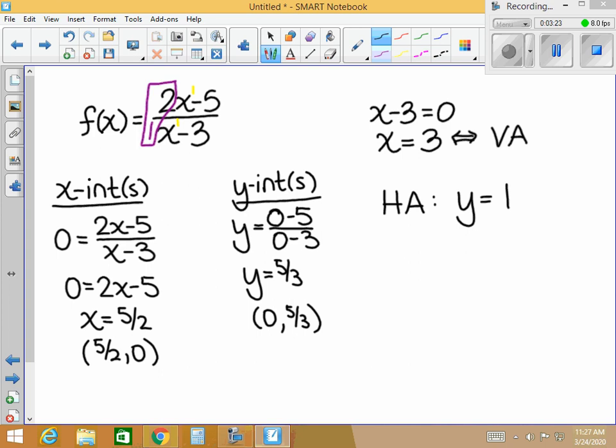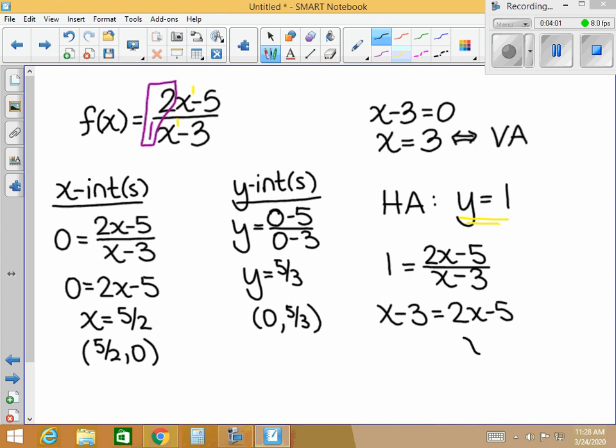Now, while I know that x can never be 3, because that makes me divide by 0, there are situations where, as we said earlier, a horizontal asymptote can be touched. It can be crossed. So I need to take a moment after I find any horizontal asymptote to figure out if this function is going to touch or cross it. Meaning, is there a number for x where I'm going to get y equals 1? Multiply both sides by x minus 3. Sorry, 2x equals 2.